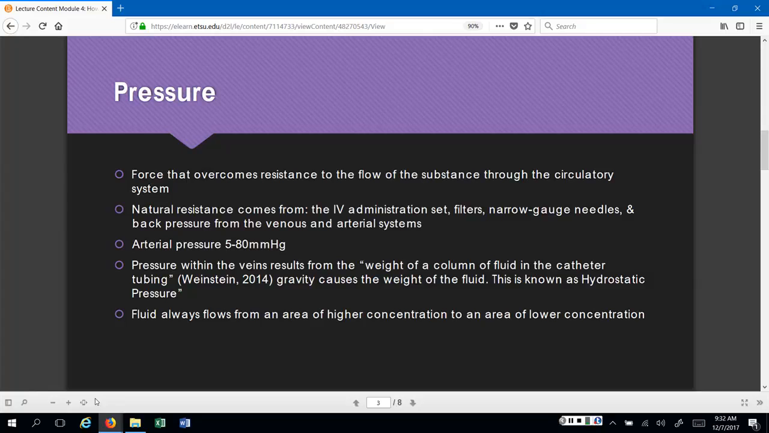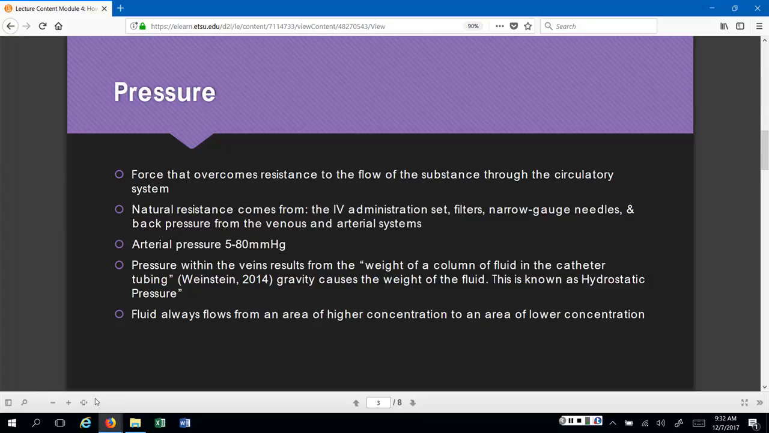Filters in an IV set will also create resistance. We typically see filters with certain antibiotics and primarily with blood transfusions. We'll see a filter being used, and of course this is more exposure to a surface area with which the fluid will interact, thus creating some resistance.